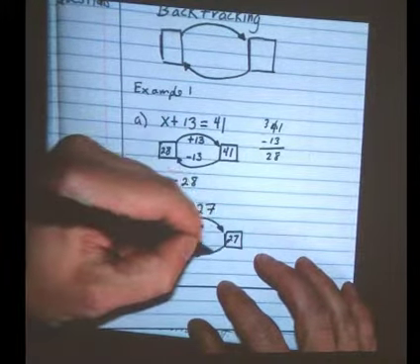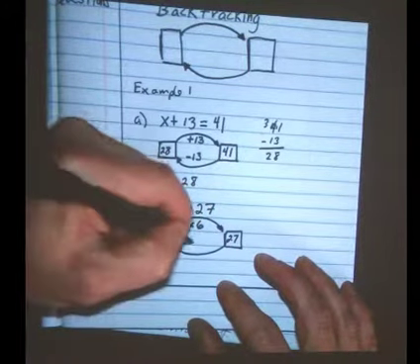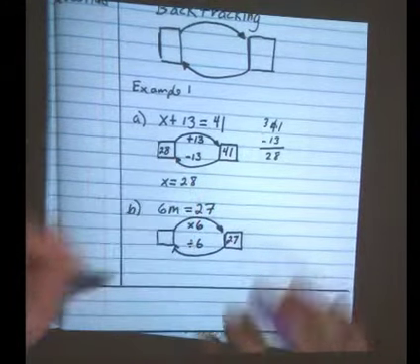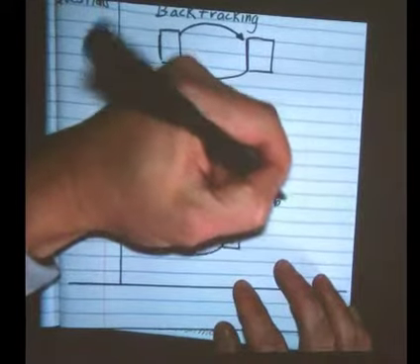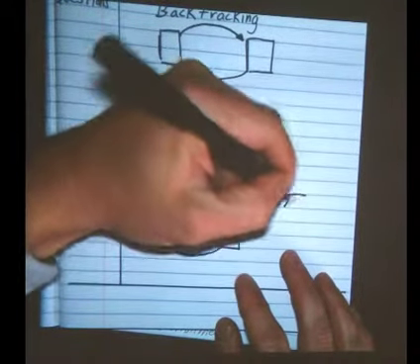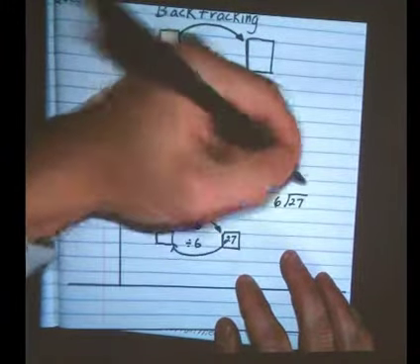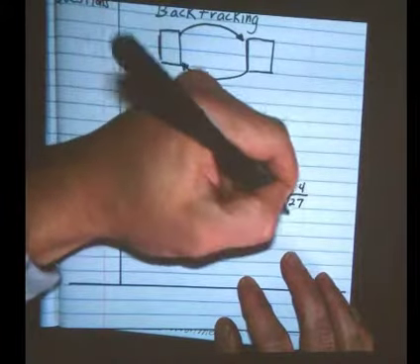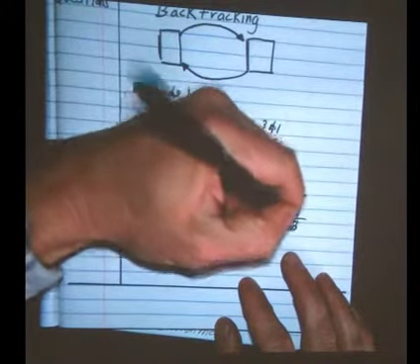the second box. Now we work backwards and divide by 6. So 27 divided by 6 turns out to be 4.5. So sometimes our mystery numbers might be fractions or decimals, and that's okay.